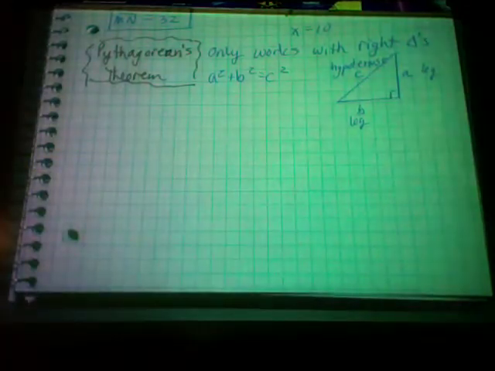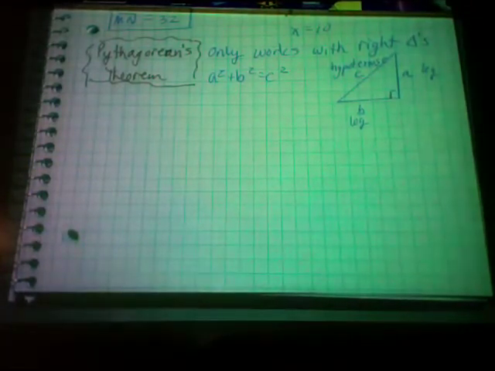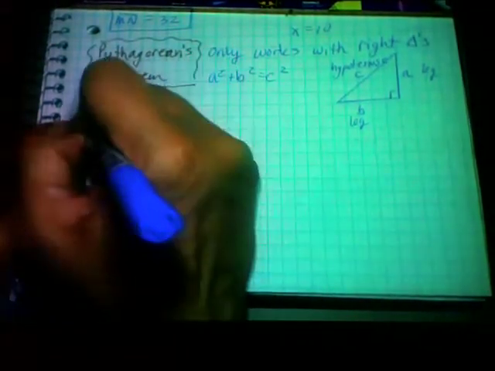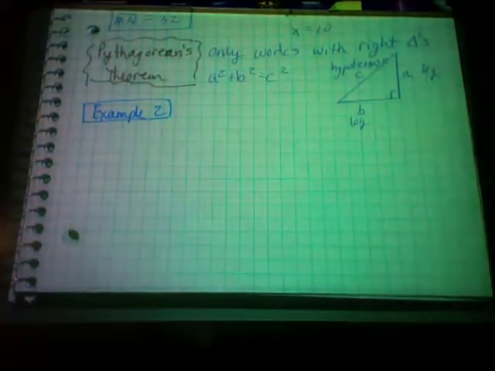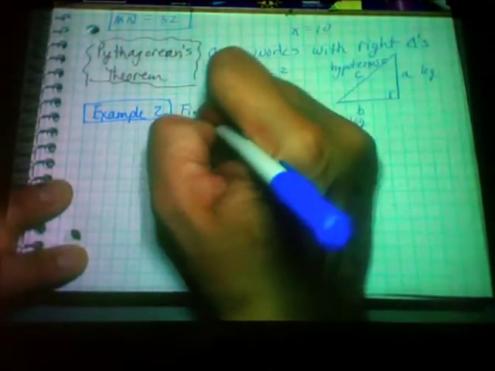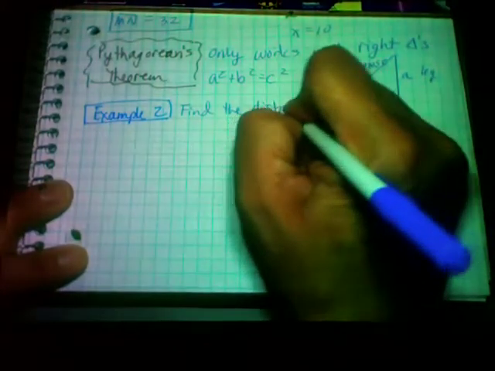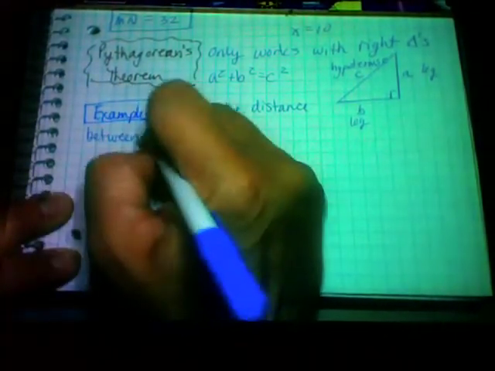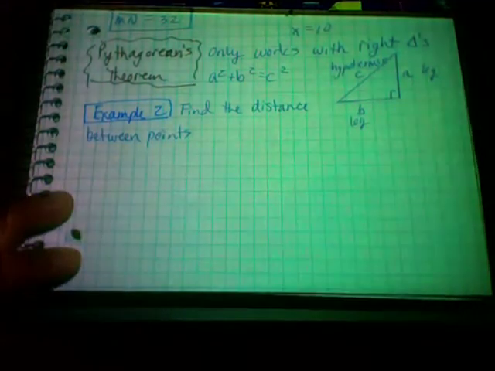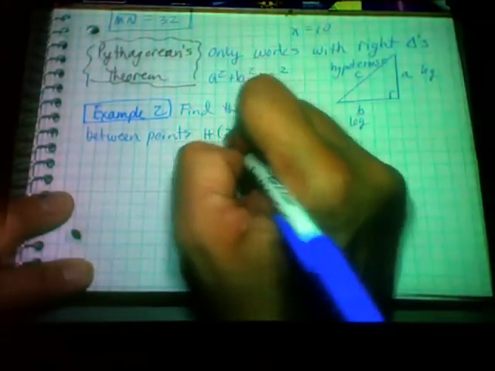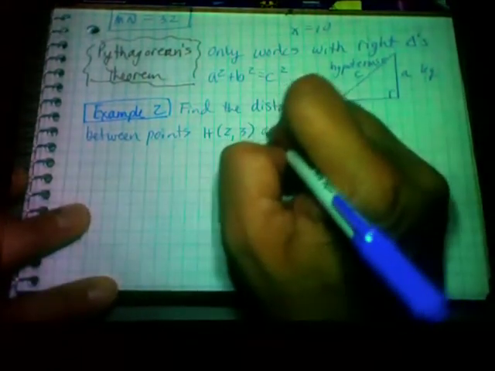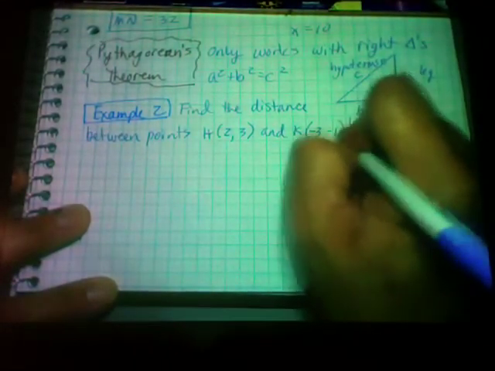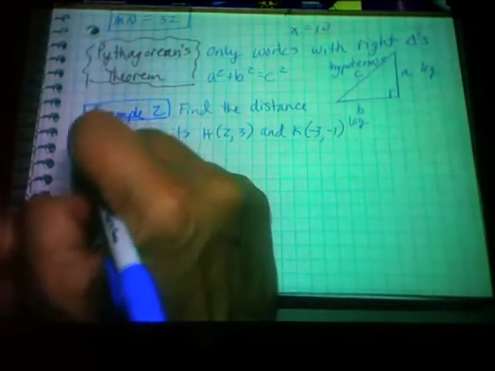So here's your problem. Example 2. You are going to find the distance between points H, which is (2, 3), and K, which is (-3, -1), by using the Pythagoras Theorem.